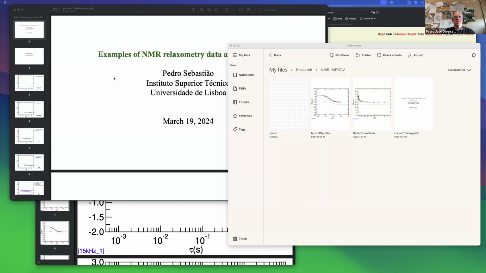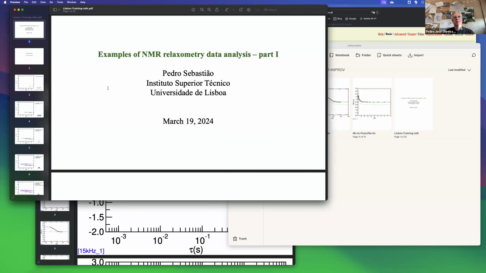So in the first part, I will be speaking more. In the second part, I will be asking for your cooperation. The first part is before the coffee break. I'm supposed to present some examples of NMR relaxometry and data analysis, part one. I will present a series of relaxation profiles and try to motivate you to the analysis that I will start explaining a little later in the second part.